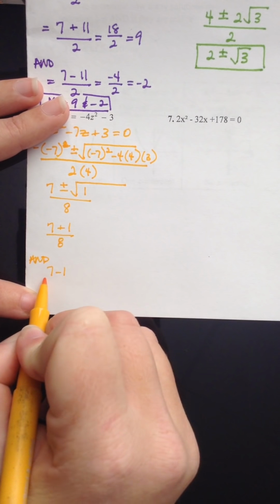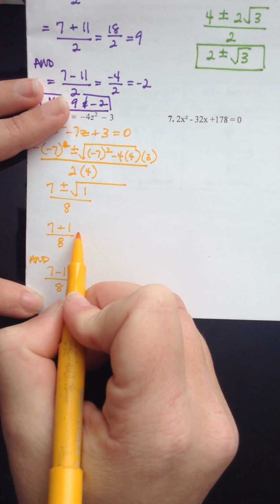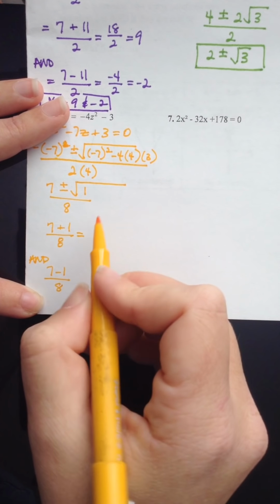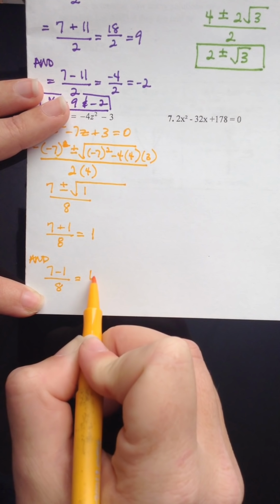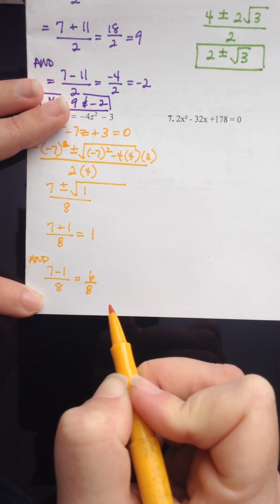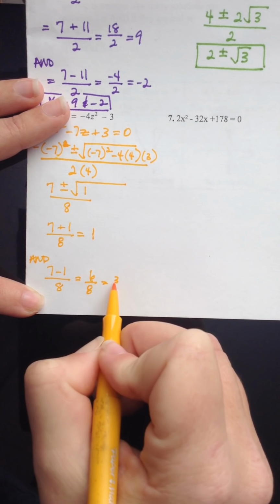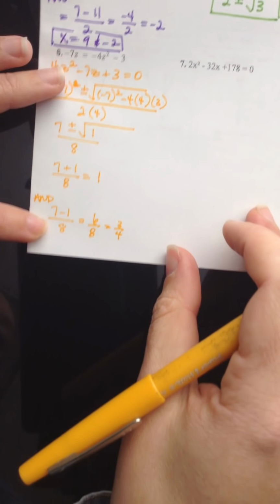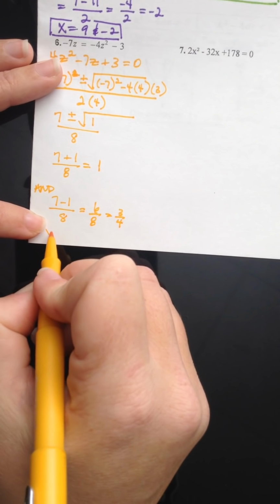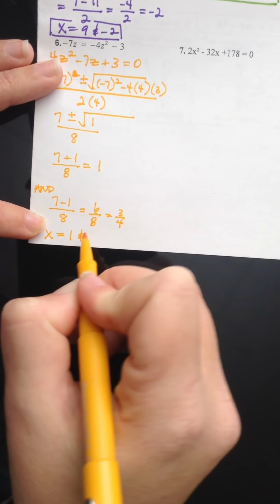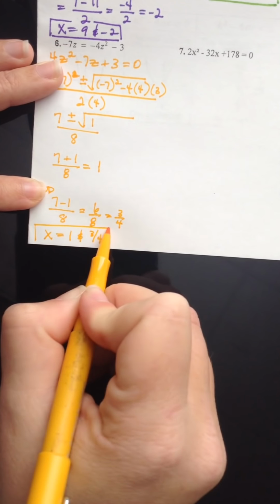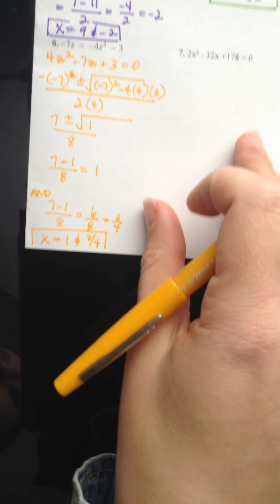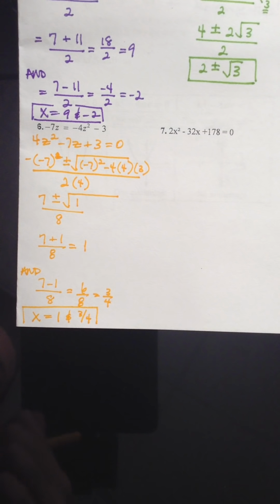and 7 minus 1 divided by 8. 7 plus 1 is 8, divided by 8 is 1. 7 minus 1 is 6 over 8. That does reduce to 3/4. Final answer, x equals 1 and 3/4. If you're confused at any point, stop this video and go back.